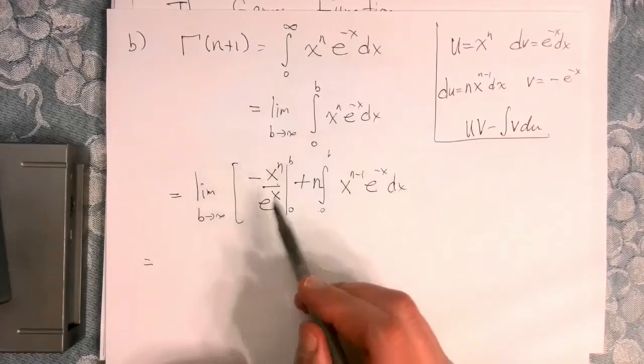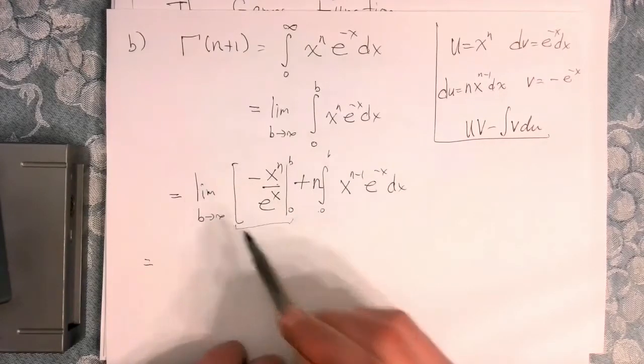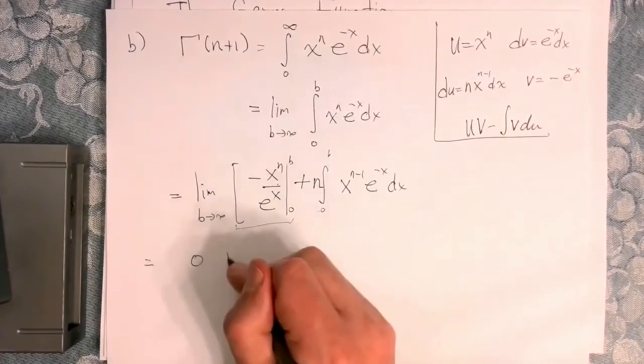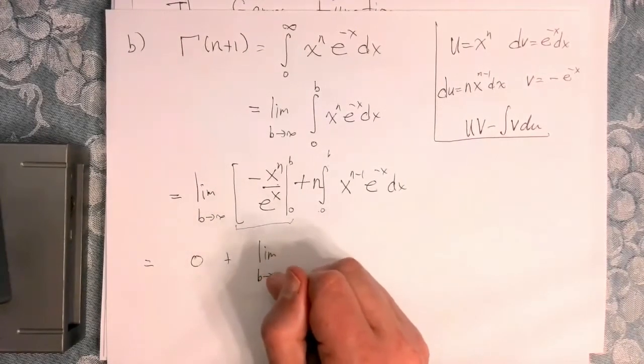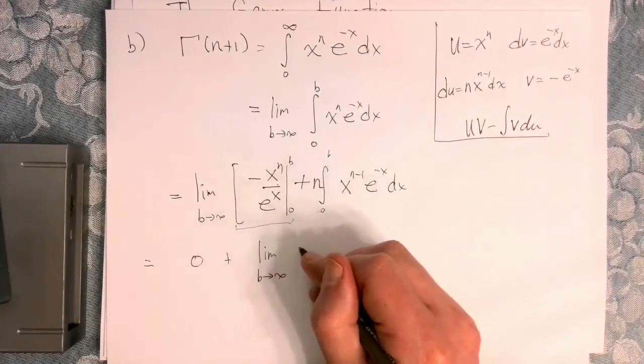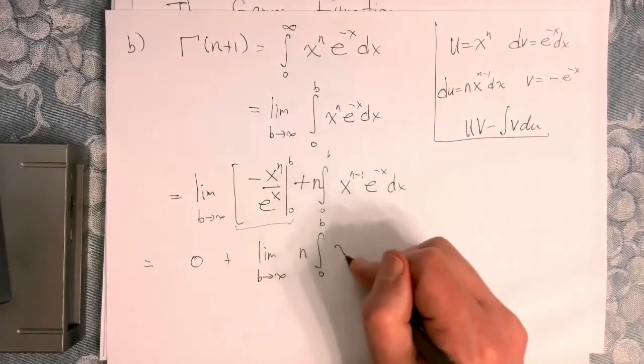I'm going to leave it as a little exercise for you to show that this is equal to 0 under this limit. So I'm going to take that for granted again for the sake of the video, if you don't mind. And let's see what we have here.